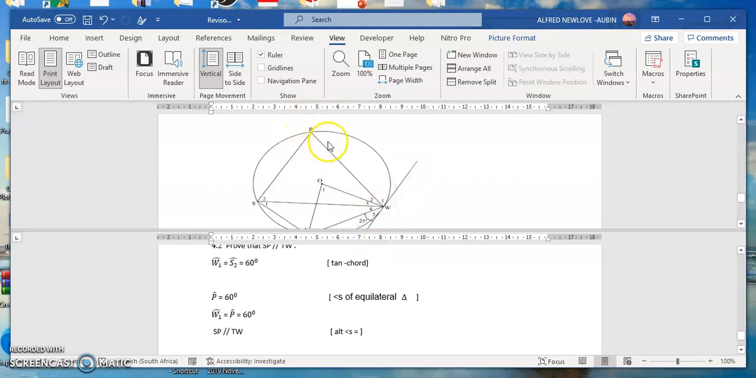Then we can say that SP is parallel to TW. Why? Because this angle is equal to that angle, alternate angles. Since we proved that this angle is equal to this angle, we can say this is parallel. Alternate angles are equal.